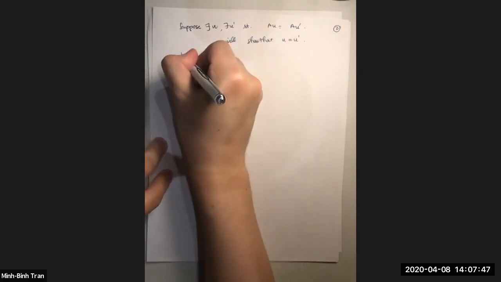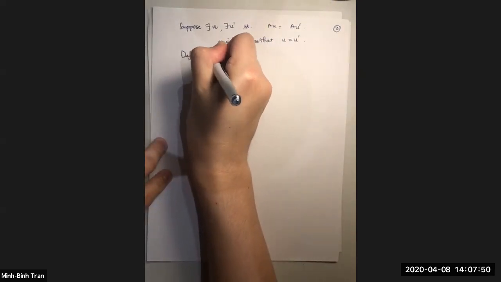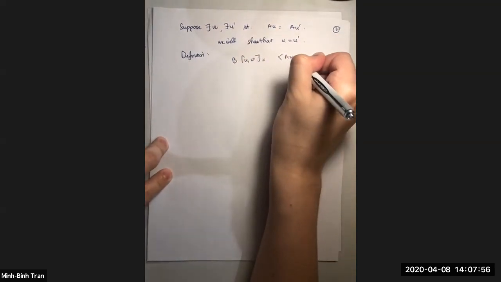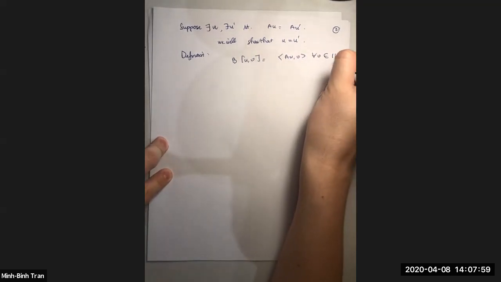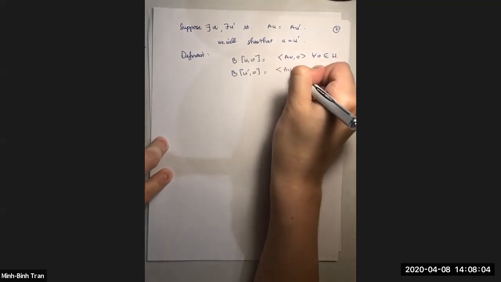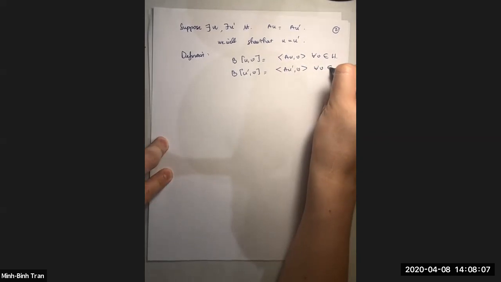Right. So now I want to show that U is equal to U prime. To see that, I have to go back to the definition. You're going to know that B(U,V) will be A(U,V) for V in H, and then you also have B(U prime, V) will be A(U prime, V) for V in H, right?